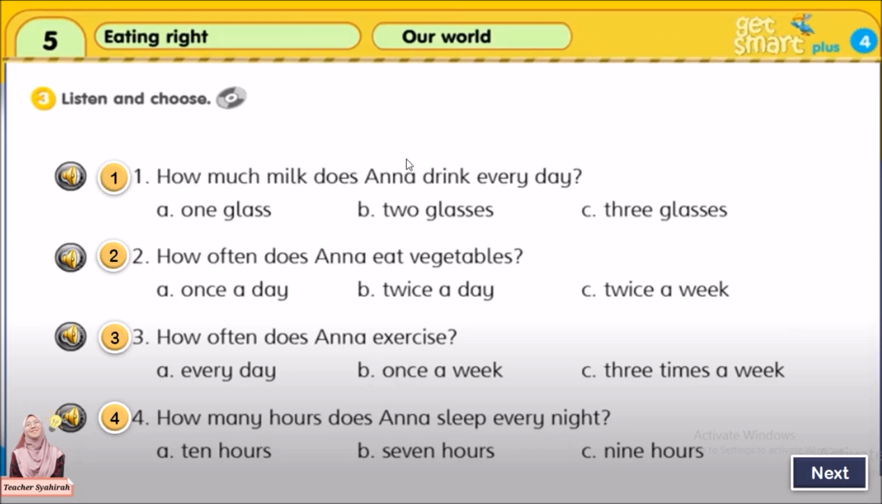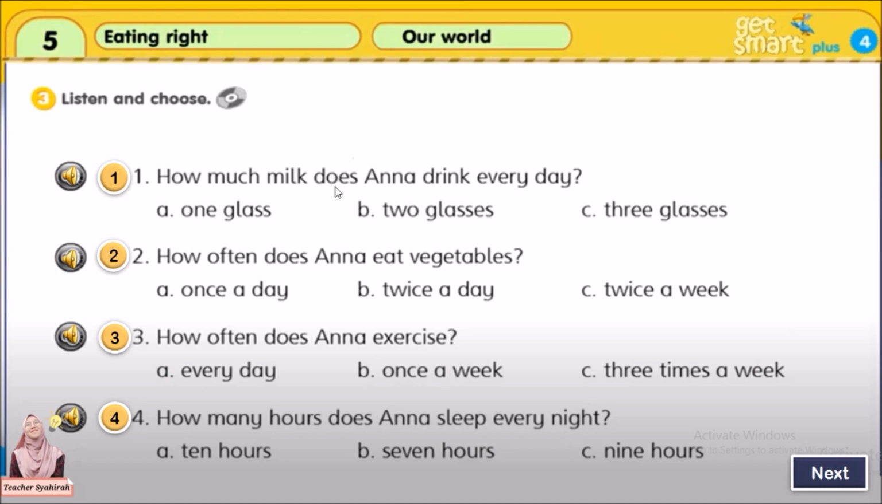1. How much milk does Anna drink every day? Anna, can you answer some questions for my survey? Sure. Okay, first question. How much milk do you drink every day? I drink 1 glass in the morning and 1 before I go to bed. So, 2 glasses? That's very good.